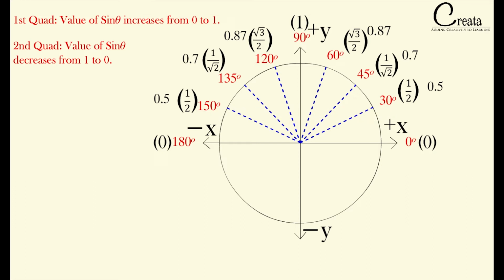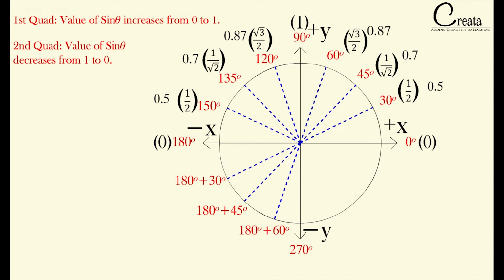In third quadrant, the angles will be 210, 225, 240 and 270 degree. Why have we chosen these angles? Same reason, that is on adding 180 degree to our specific angles of trigonometric table, we get these angles. Like 210 is 180 plus 30, 225 is 180 plus 45, 240 is 180 plus 60, 270 is 180 plus 90 degree.